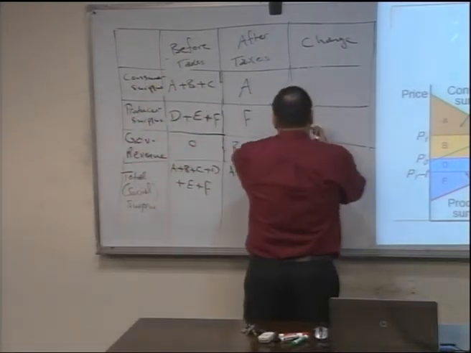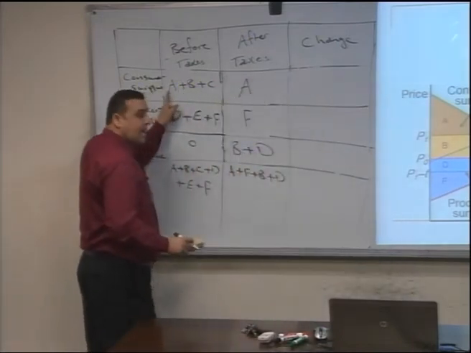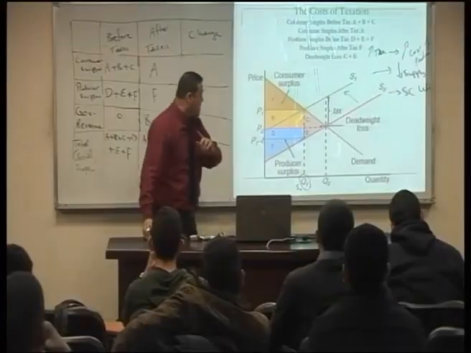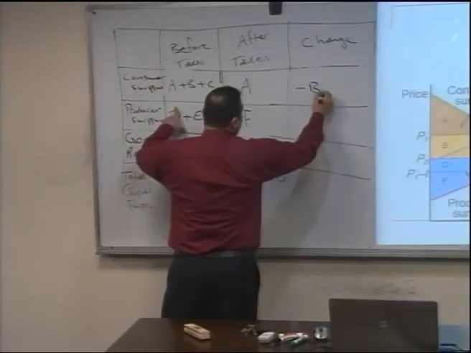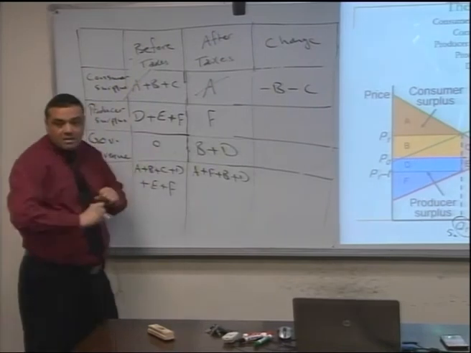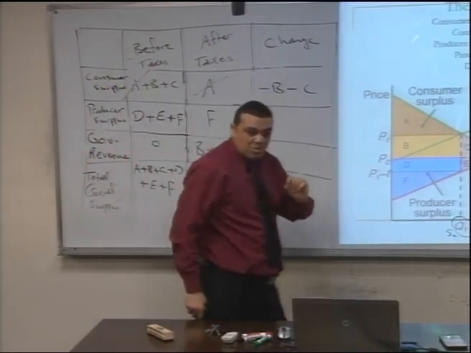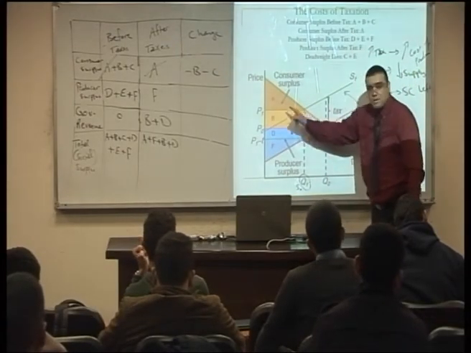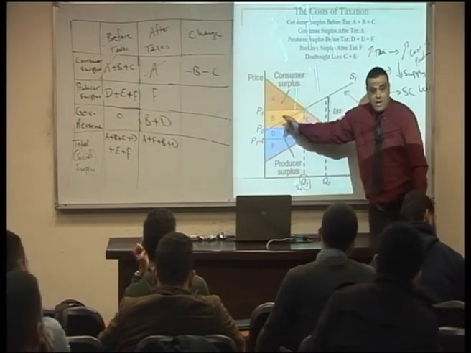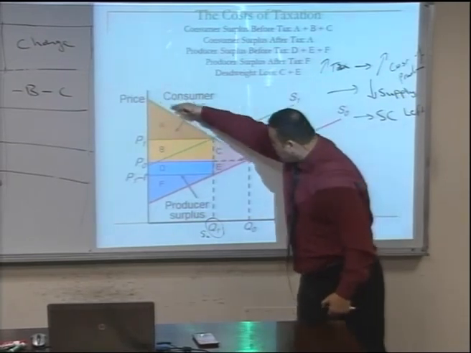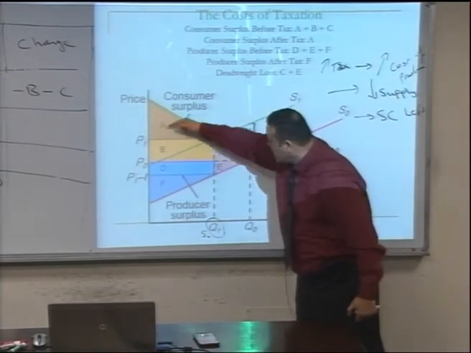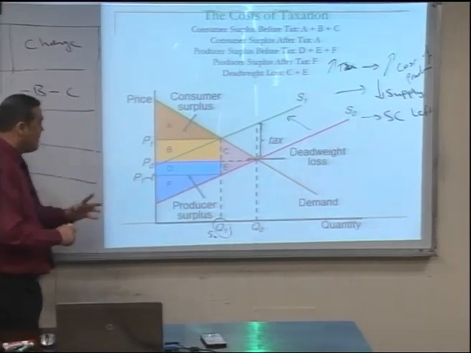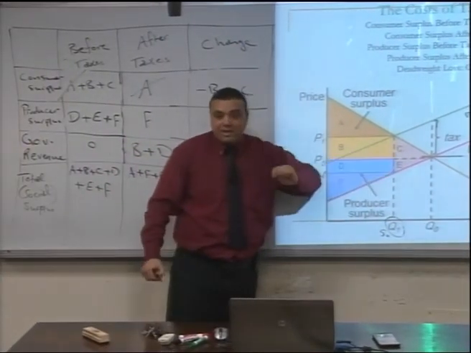Let's check the consumer surplus. A plus B plus C, minus B, minus C, leaves A. So we can say that the consumer loss is B and C. The original situation for the consumer was A, B, C. Now it's just A. So the consumer's loss here is rectangle B and triangle C.